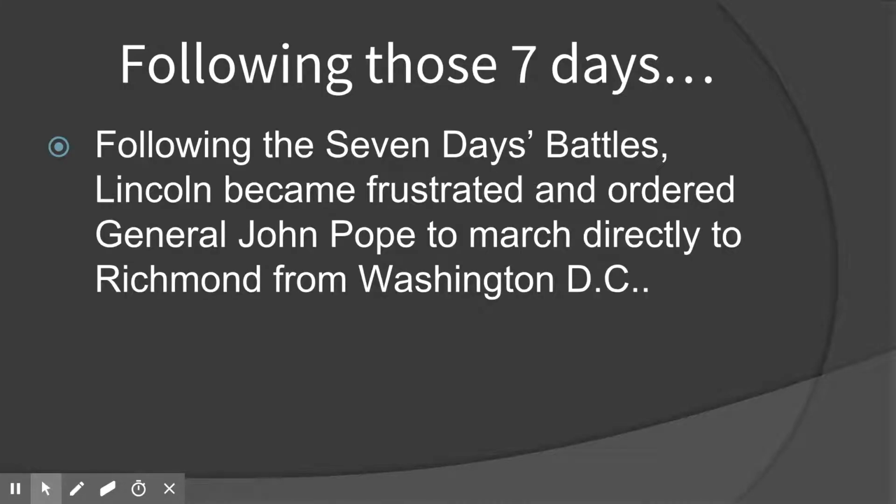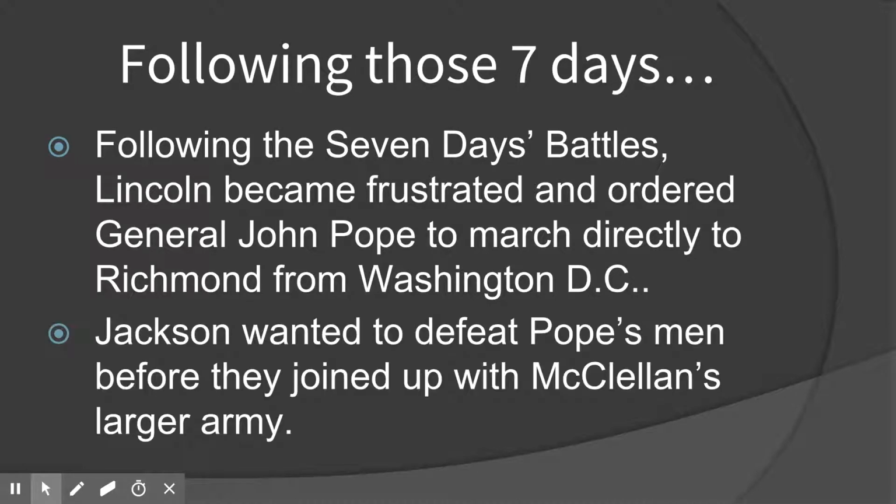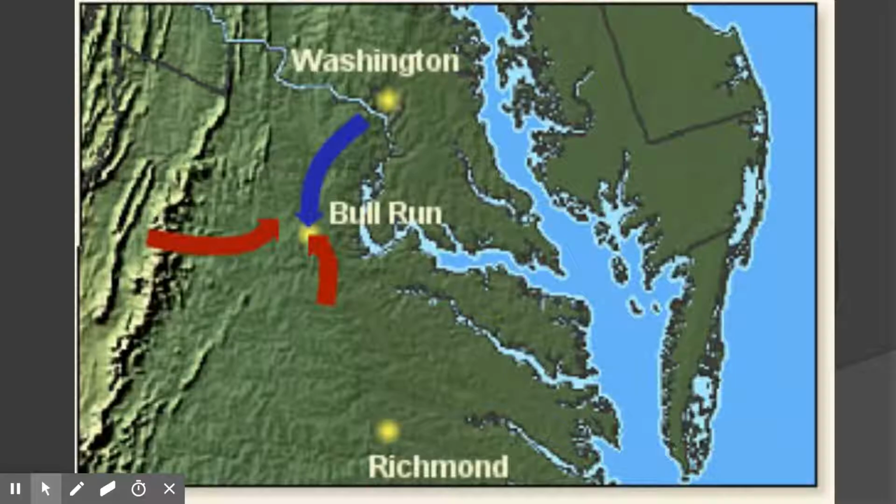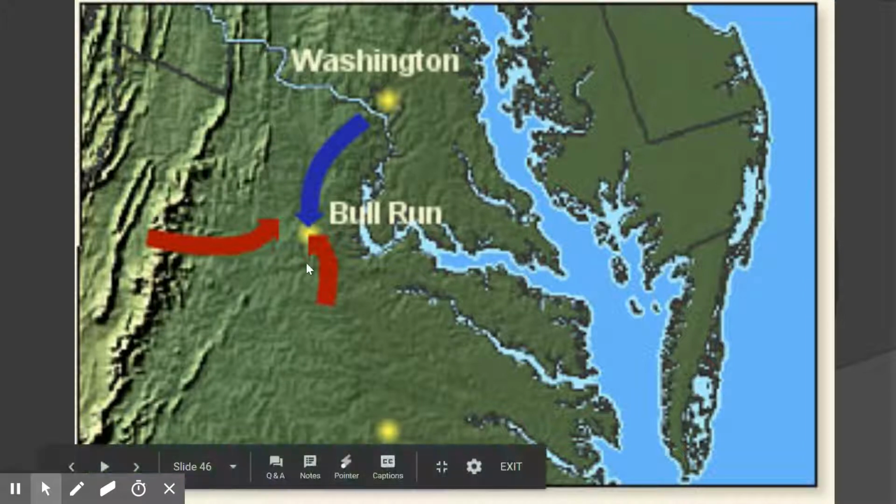So war continues. Following the 7 Days Battle, Lincoln became frustrated and ordered General John Pope to march directly to Richmond from Washington, D.C. Jackson wanted to defeat Pope's men before they joined up with McClellan's larger army, and so we have another showdown at Bull Run. So again, notice the Union here, and then obviously the Confederacy.